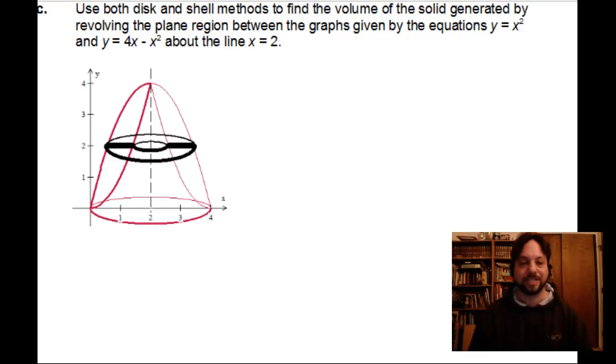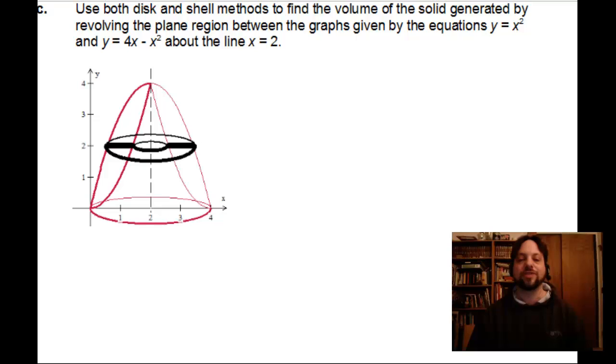So here's a good time. Example C is actually a two-part example. We're given this region that you see here, composed of the graphs of y equals x squared, that's the lower of the two graphs, and y equals 4x minus x squared, that's the higher of the two graphs, and they make that region that you see there. Now, what we're going to do is take that region and revolve it around the line x equals 2 to come up with the solid that you see here.